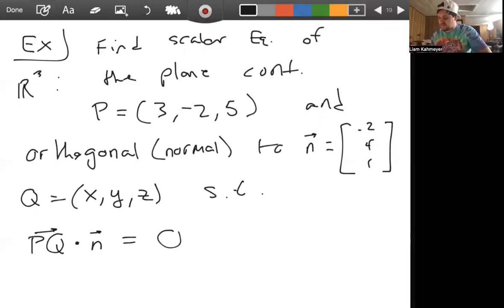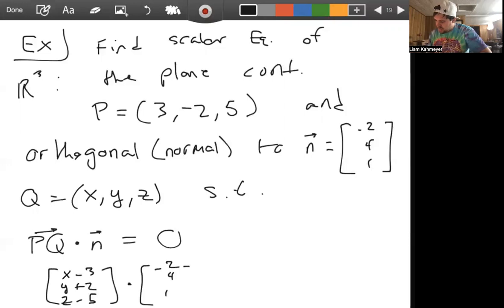I just realized I flipped the order here, but that doesn't matter because the dot product is commutative. And so what is PQ? PQ is going to be the vector x minus 3, y plus 2, z minus 5. And then the dot product with -2, 4, 1 should be 0. So what do we get? Let's go to the next page here.